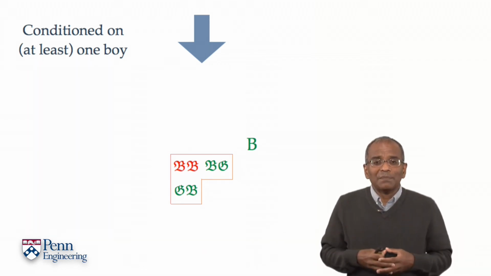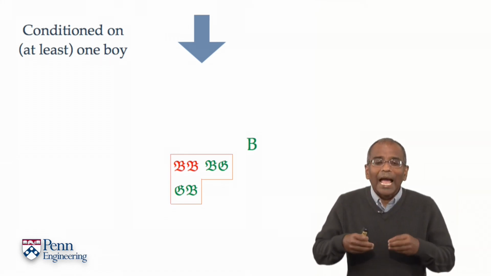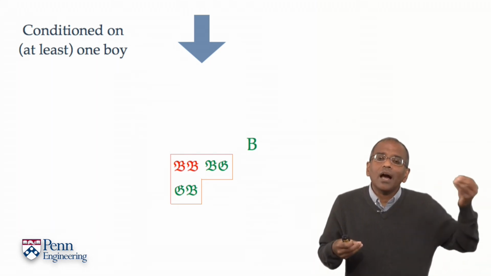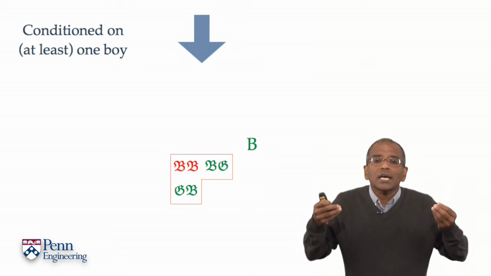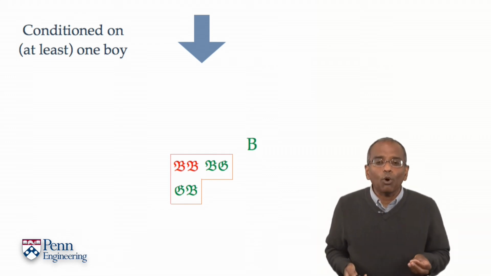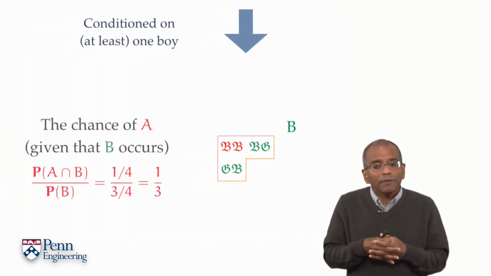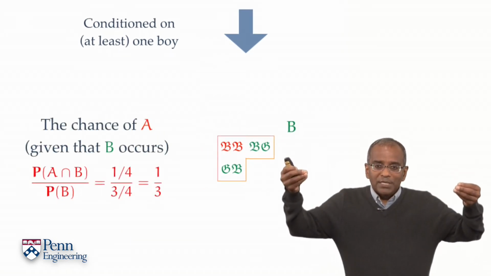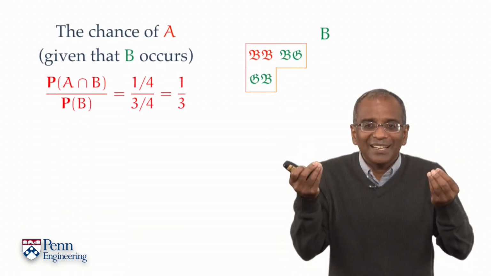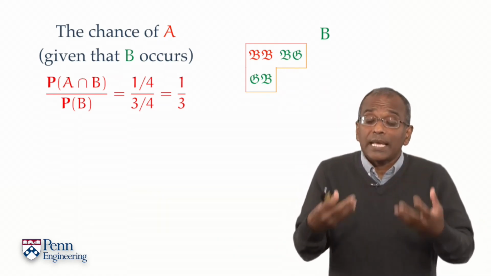Now, given that B has occurred, we know that only one of 3 possible outcomes can have occurred. And now we ask, what is the chance that A occurs? What is the chance the other child is a boy? What is the chance that both children are boys, given that there is at least one boy? This naturally resides at the intersection of these 2 events. The chance that there are 2 boys and that there is at least one boy is precisely the event that there are 2 boys. The event A in this case happens to be contained in, it's a subset of, the event B.